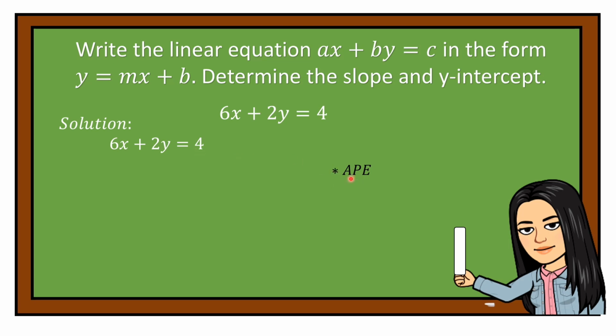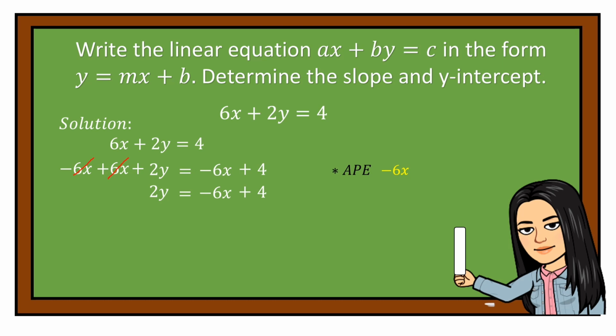So use APE. So again, APE stands for addition property of equality. And ano ang i-add natin? So tingin tayo sa x, get the additive inverse of 6x, and that is equal to negative 6x. So next, negative 6x plus 6x plus 2y equals negative 6x plus 4. So nag-add tayo ng negative 6x sa magkaparehong side ng ating equation. Next, we're now going to cancel negative 6x plus 6x. So this will be canceled out. Ang may iwan ay 2y equals negative 6x plus 4.